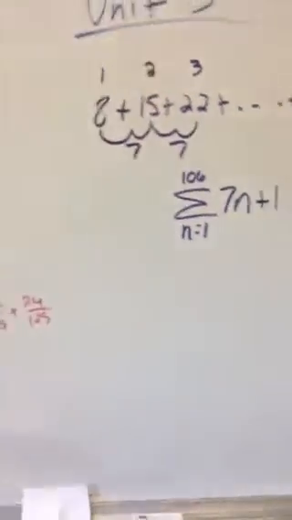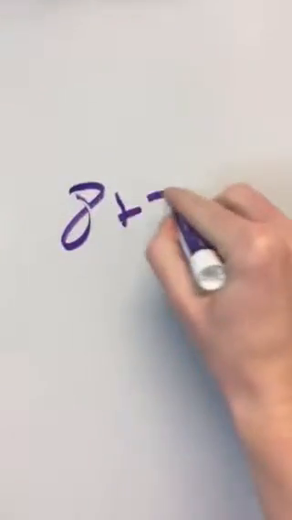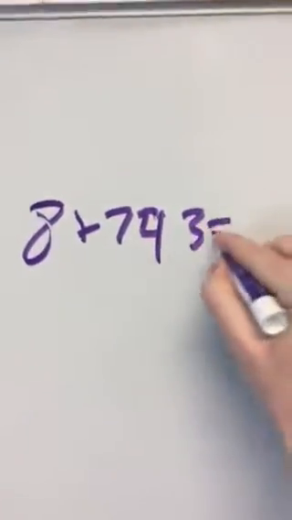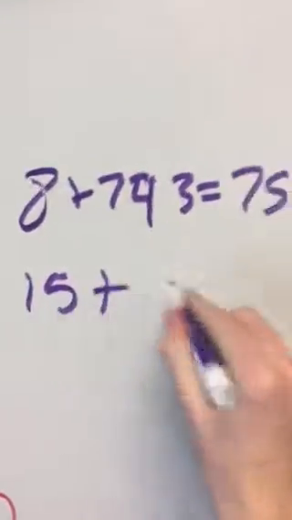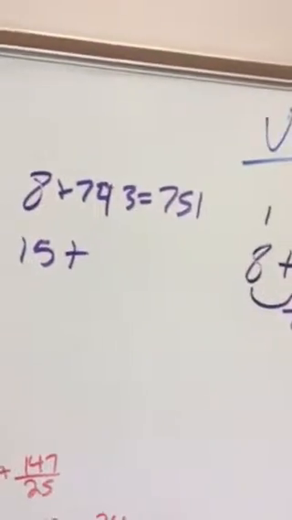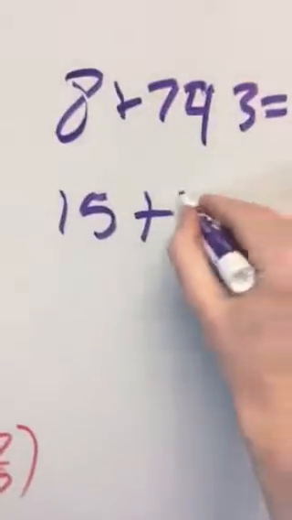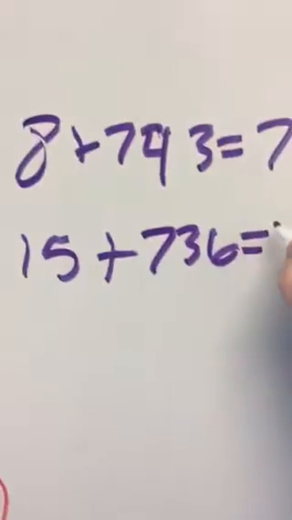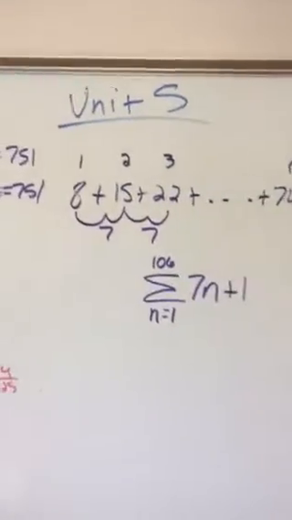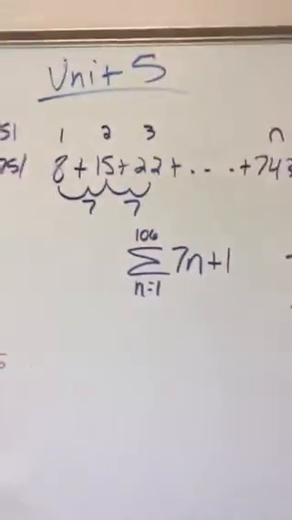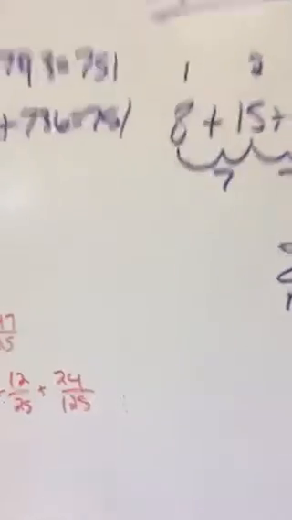But the thing is, if we want to add this up very quickly, well, 8 plus 743, that's 751. And then our next term, 15, plus the previous term, which would have been 736, that's also 751. And it turns out if we do the first term plus the last term, second term plus second to the last term, third term plus third from the last term, we're always going to get 751. And that's going to happen, well, there's 106 terms, we're pairing them up, so 53 times.